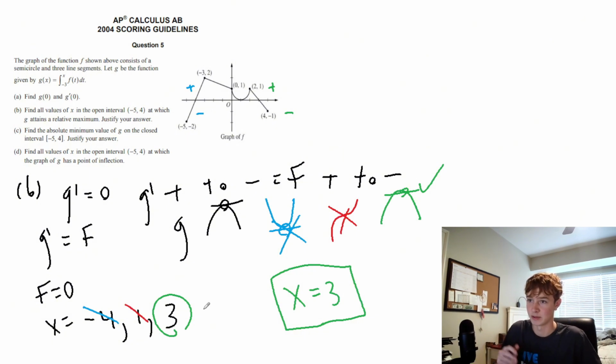What you'd actually write on your FRQ on your test would be, so it says, where does g attain a relative maximum? I like to use the words in the question so that you make sure you're answering the right thing.